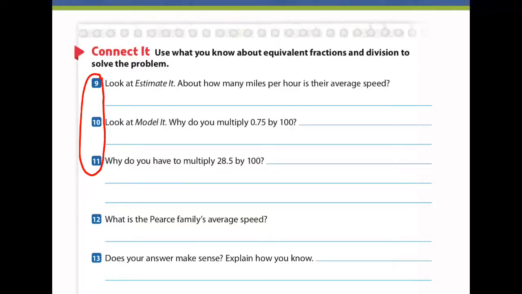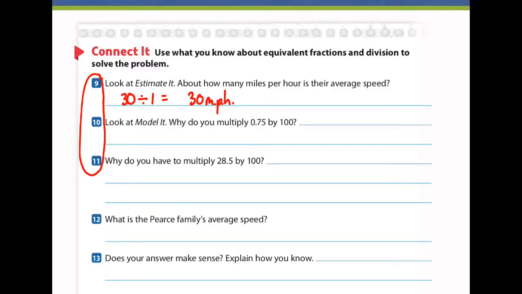Okay, so for number 9, it says, look at estimated. About how many miles per hour is their average speed? Well, in the estimated, we rounded 28.5 to 30, and we rounded 0.75 to 1. So their average speed, if you divide that, is about 30 miles per hour. Okay, if you had that for number 9, give yourself a C. If you had it wrong, make sure you pause it and fix it.